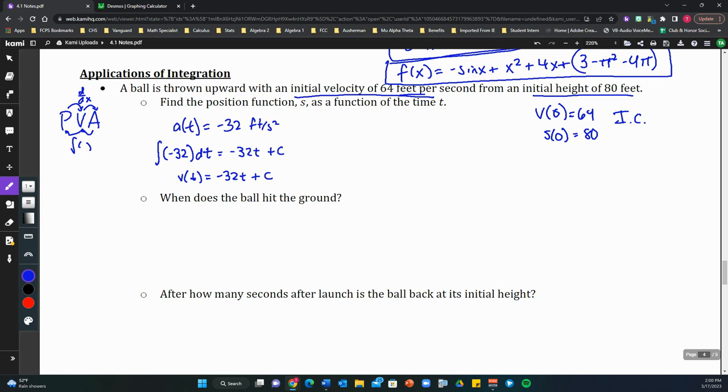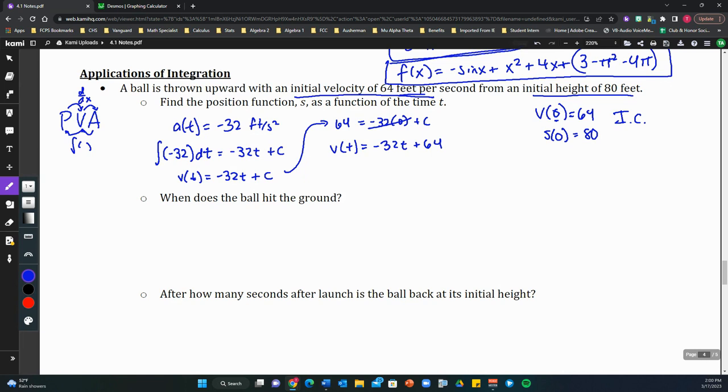So I can use my first initial condition. That would give me 64 equals negative 32, don't need t because 0 is going in there, times 0 plus c. Because that's a 0 value, my c is just 64. So my particular solution for velocity is negative 32t plus 64. Notice how that initial velocity, because t equals 0, just ends up being this constant.